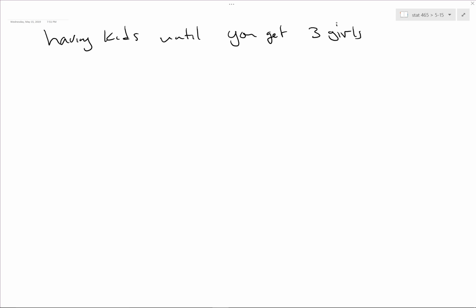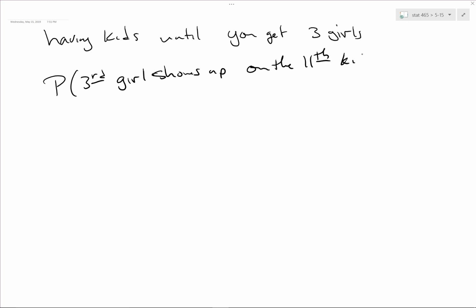But let's just pretend. What is the probability that the 3rd girl shows up on the 11th kid? Okay? If you're still having children after 10, you could stop on 11. That means you've played the game 10 times so far, and you've got 2 girls. Because the only way I'm going to quit on 11 is if I already have 2 girls, and then I get a win, a girl, on the 11th time.